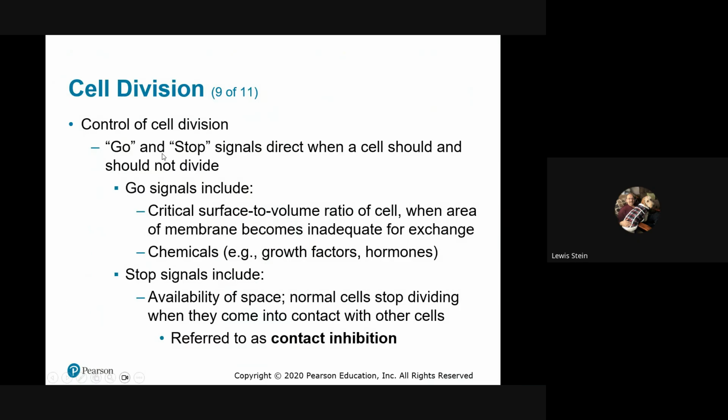So these are the signals. Go and stop, basically what they are. As long as that blocker is there, that restriction point, it's a stop sign. It doesn't become a go sign unless certain criteria are met. Why would we have to have that? We would have to have certain chemicals that will induce it to change. Those are those cyclins. They're also impacted by growth factors and other things that we get to mostly in endocrine. And you see a lot about that in AP2.